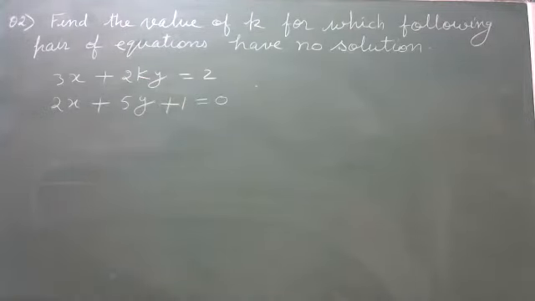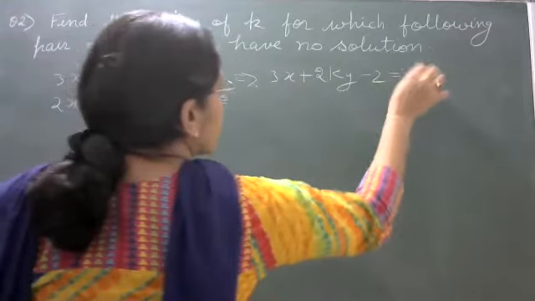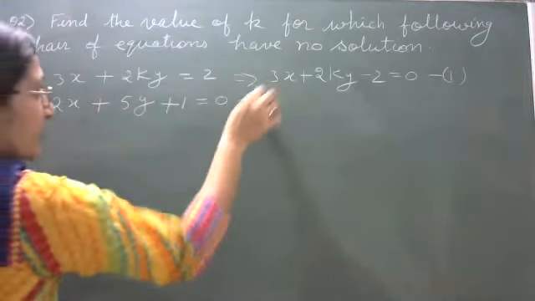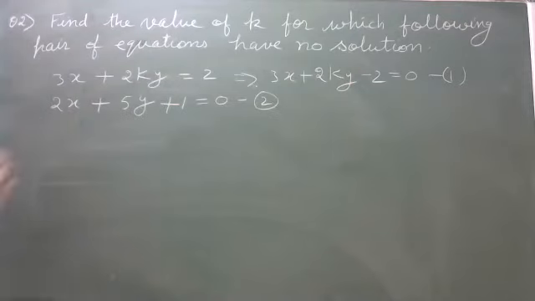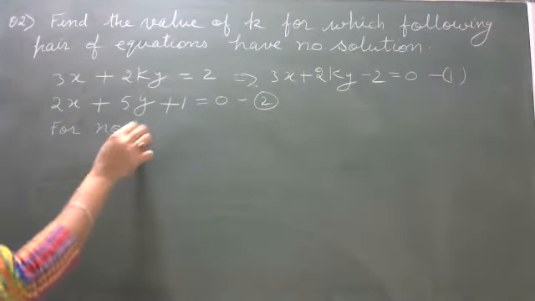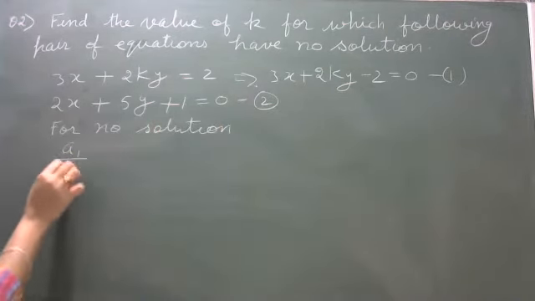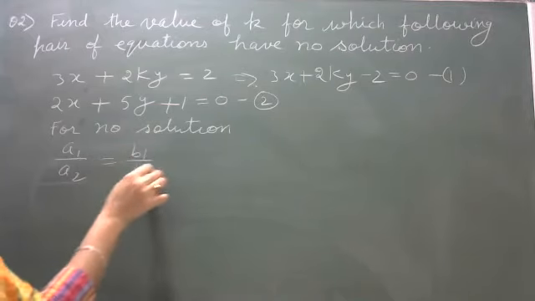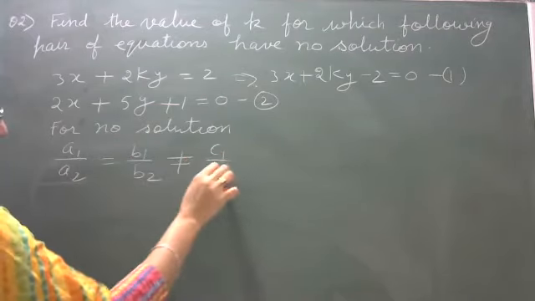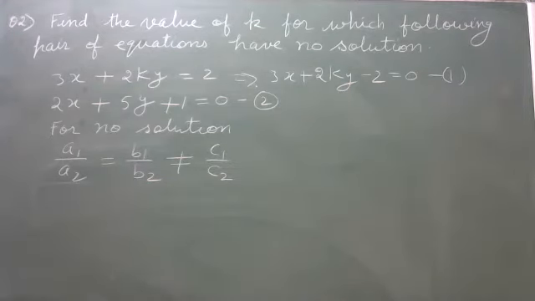Clear? The second equation is already in standard form, so we can write the first equation in standard form. We have 3x plus 2ky minus 2 is equal to 0. That will be equation number 1 and this is equation number 2. So for no solution, we have the condition a1 over a2 equal to b1 over b2 not equal to c1 over c2. That is, lines should be parallel.